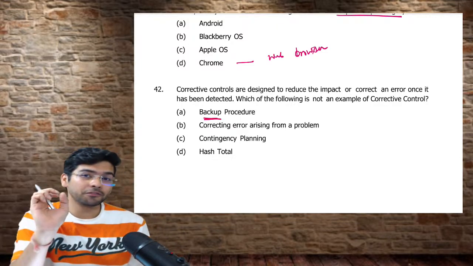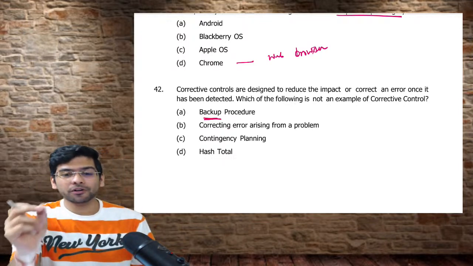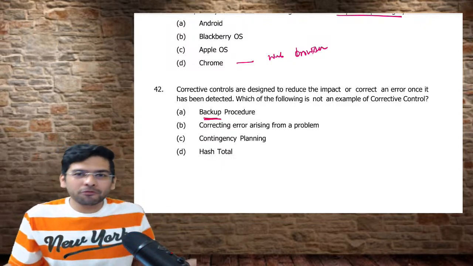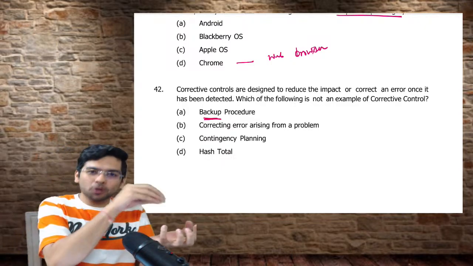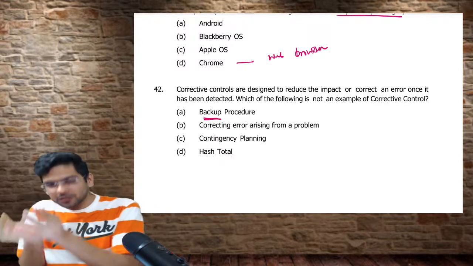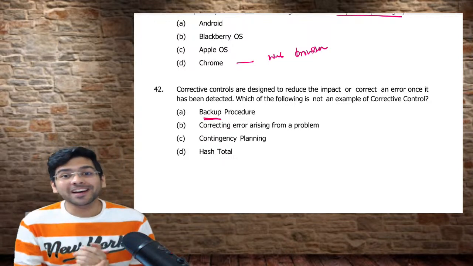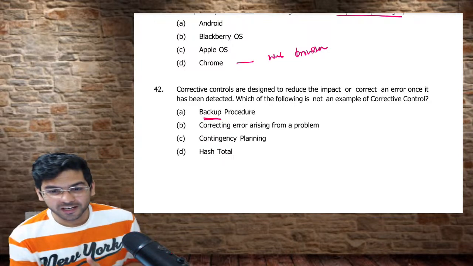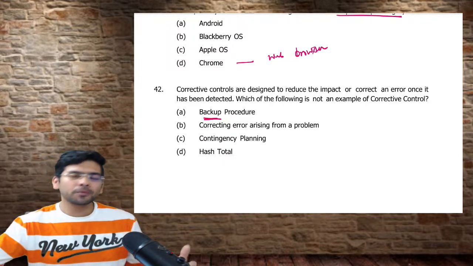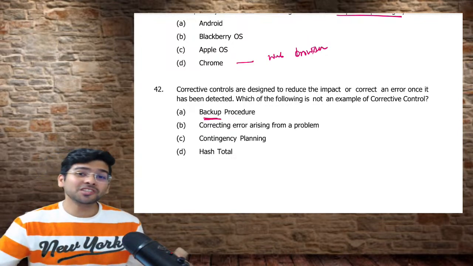Most of you might be confused that it is a preventive control, but no, please remember, taking backup of your data is a corrective control. This backup will only be helpful to you in case your original data is compromised or something goes wrong with your original data. Then only you are going to use this backup as a part of corrective measure. So backup is always a corrective control. Correcting errors arising from a problem, so obviously this is a corrective control only.